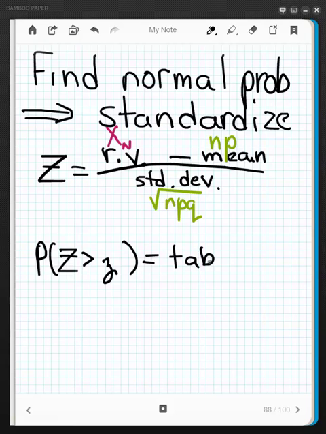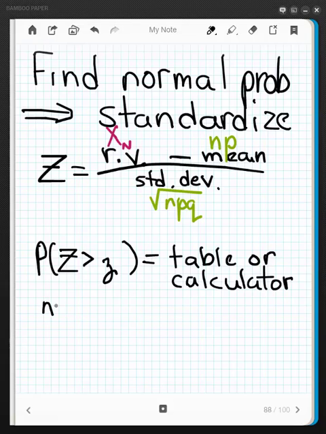table or calculator. And I've gone over how to use a negative z table. You will be provided a negative z table on this test so that you can use it to look these up, or it's perfectly acceptable on this test to use your calculator.